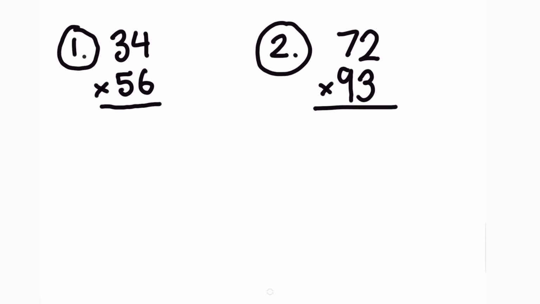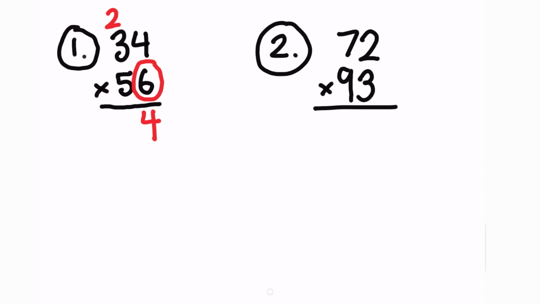Now, looking at our first problem, the first step is to look at the bottom right number. Now, the bottom right number is a 6. The next step is to multiply that number by the one above it. So 6 times 4 is 24. So we put the 2 of the 24 above the next number along, and we put the 4 underneath the 6.